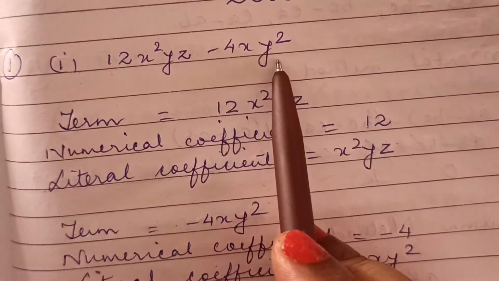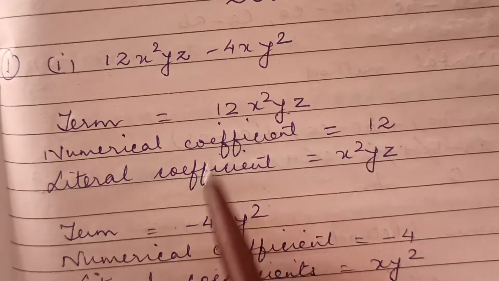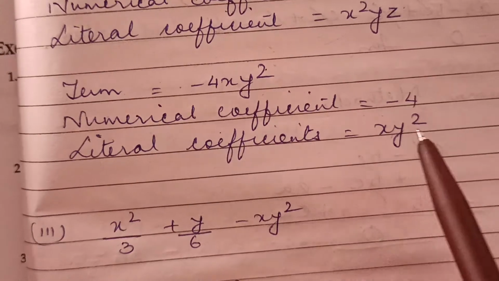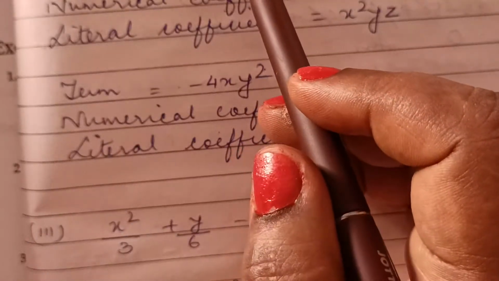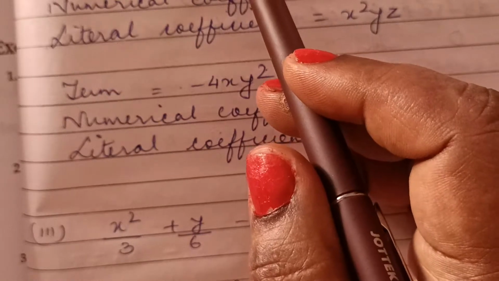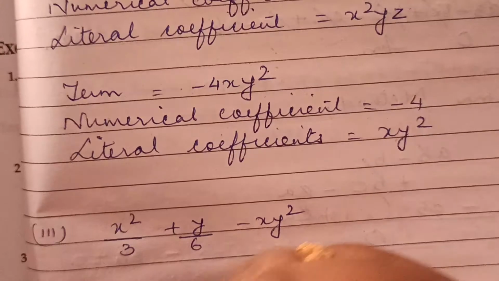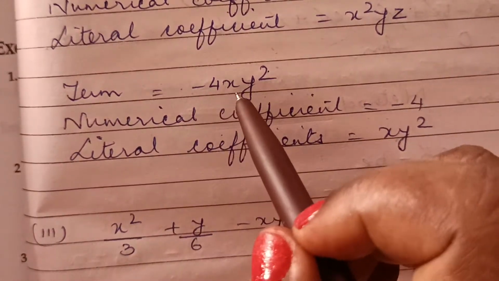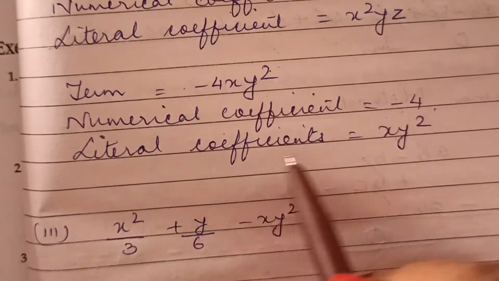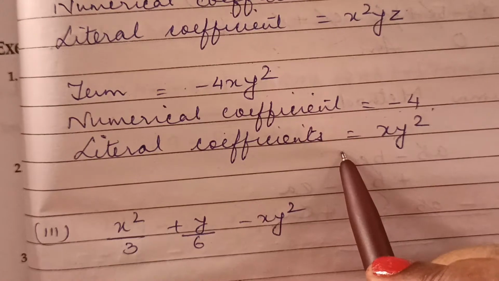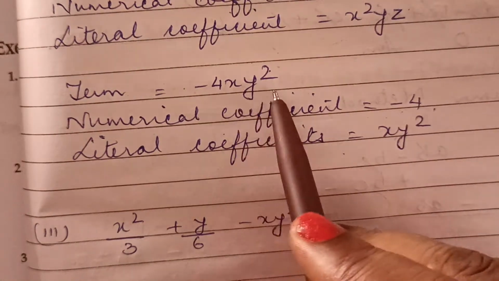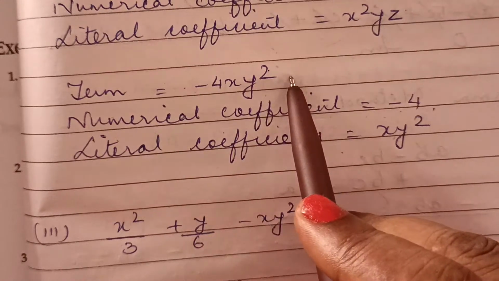Now we will see the next term, minus 4xy square. What is the term? Minus 4xy square. What is the numerical coefficient? I told you in the earlier class also that whenever numerical coefficient is asked and if it is negative, you have to put the sign of negative. So it is minus 4. And what is literal coefficient? Means the variable part, that is xy square. This is the variable of this term.